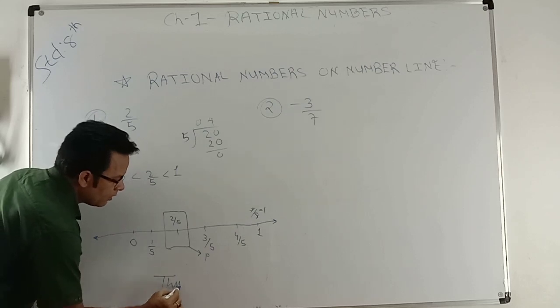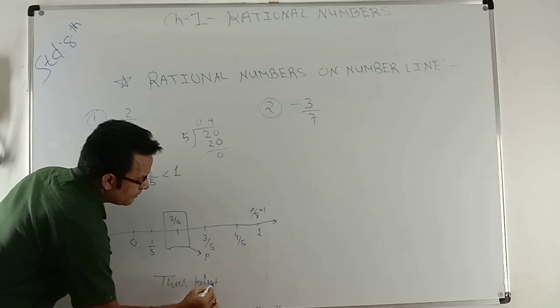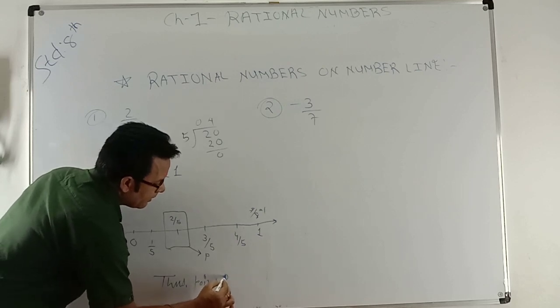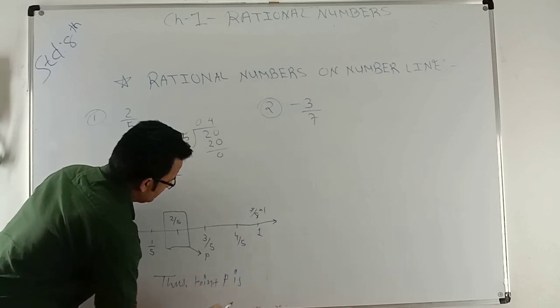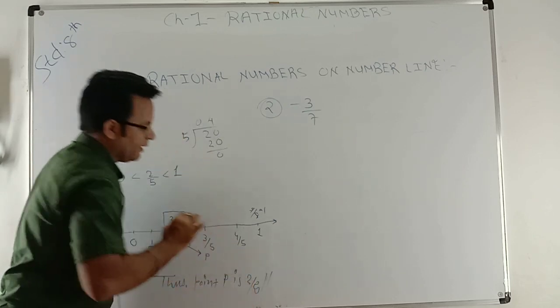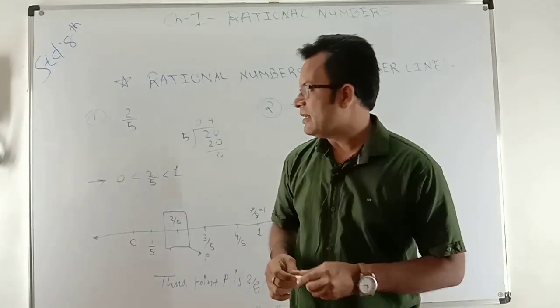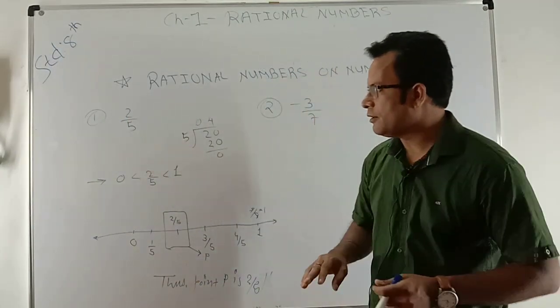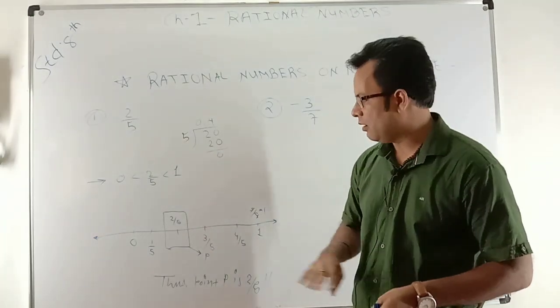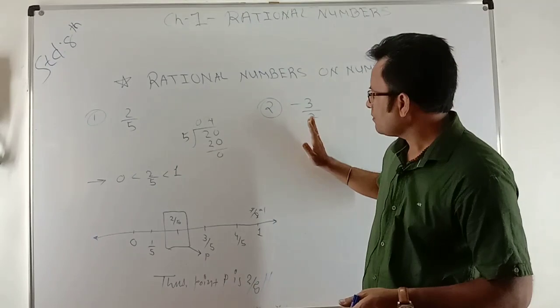Thus point P is 2 upon 5. So this is about the representation of a positive rational number. This way you can plot on the number line.